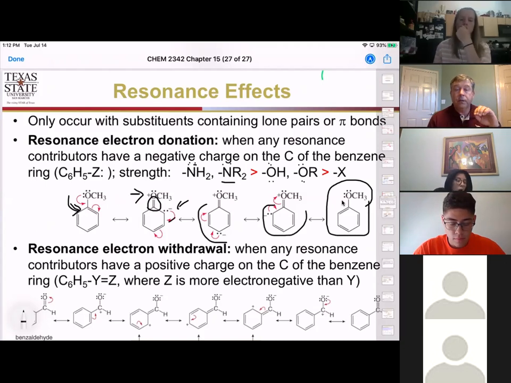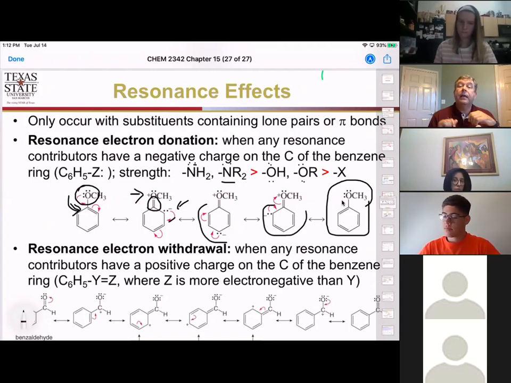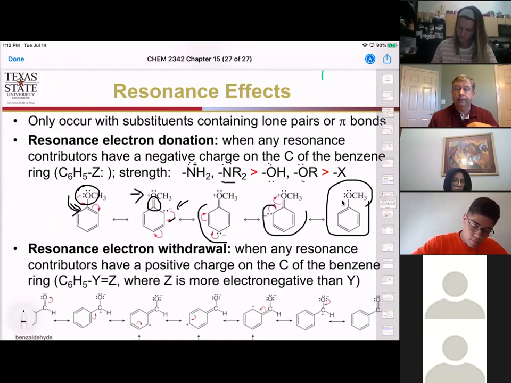Notice only electrons are moving. We're talking about resonance again. Only electrons are moving. But the lone pair on this electronegative atom attached to the benzene ring can contribute to the resonance stability of the ring.